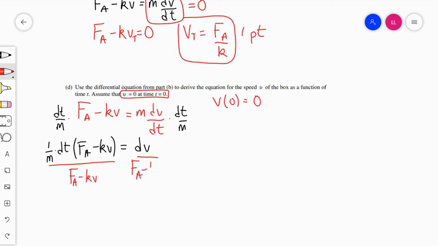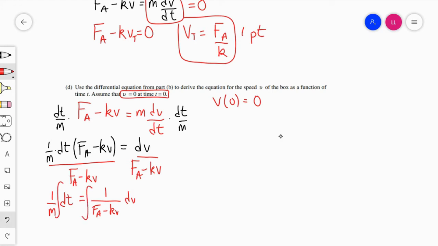And now we'll get to that point where we can then solve it. Okay, so we have 1 over m dt on the left side, and on the right side, we're going to have 1 over FA minus KV dV. Okay, so now we have our differential separated. We have our variables separated. Here's now where we take the integral of both sides.